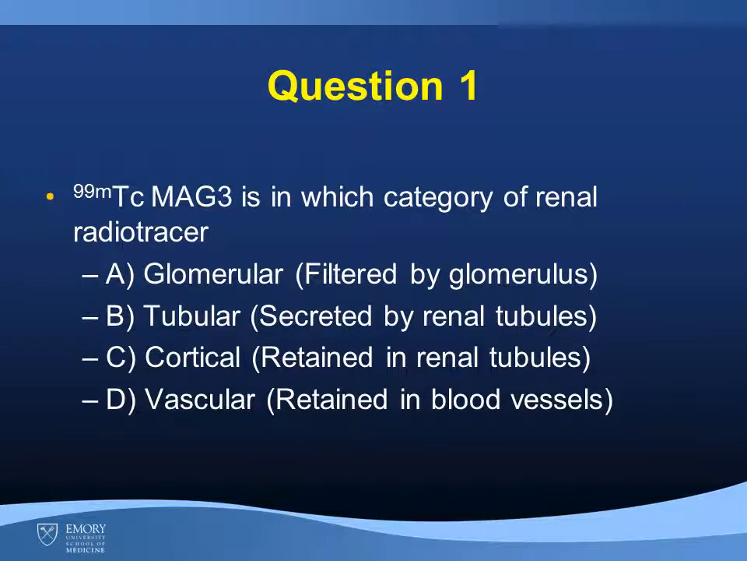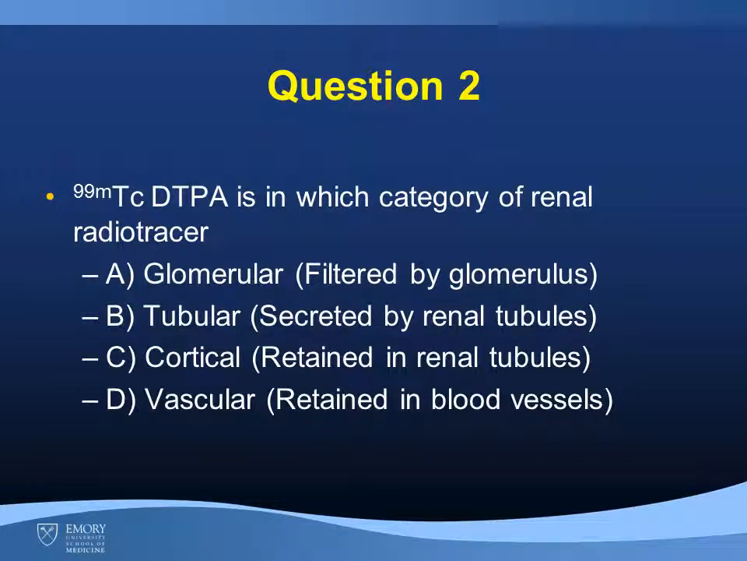So we're going to finish up with some questions. First, MAG3 is in which category of renal radiotracer? Glomerular, tubular, cortical, or vascular? And the answer is tubular. Question 2. DTPA is in which category of renal radiotracer? Glomerular, tubular, cortical, or vascular? And the answer is glomerular.